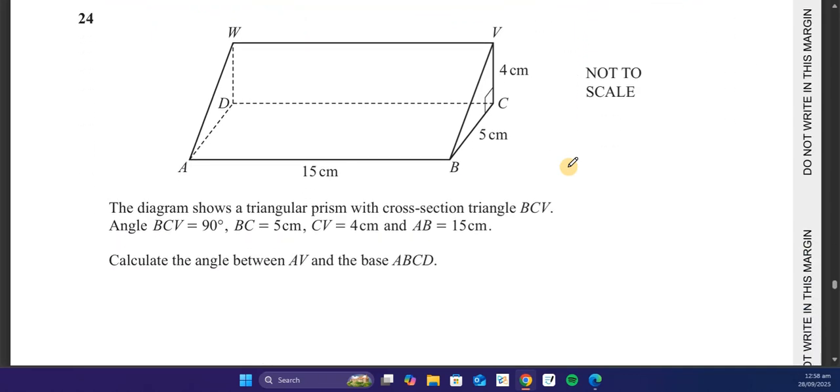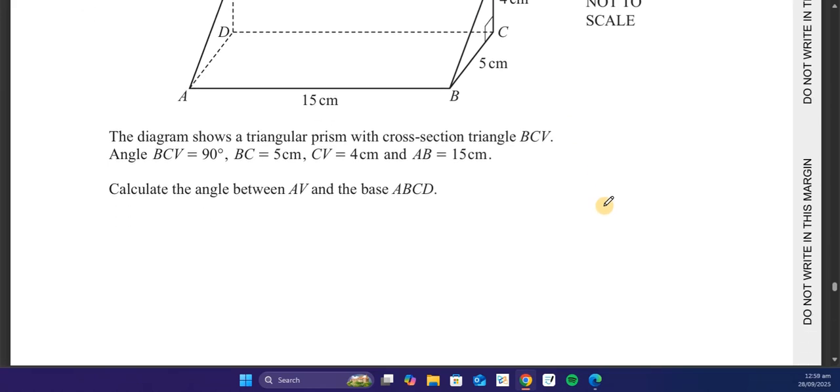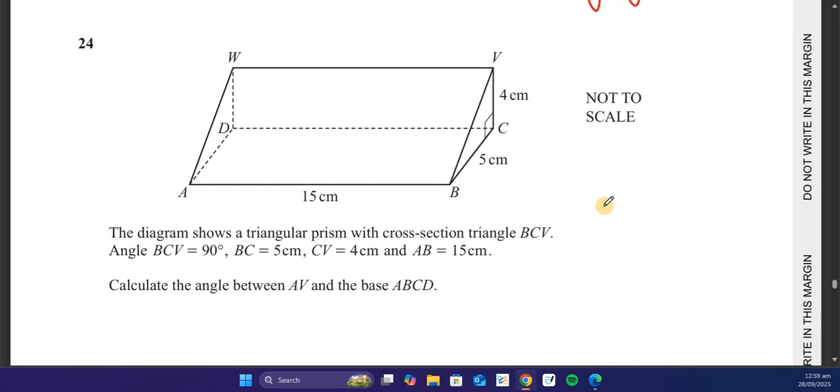Moving forward, the diagram shows a triangular prism with cross section triangle BVC. Angle BVC is 90, BC is 5 cm, CV is 4 cm, and AV is 15. Calculate the angle between AV and the base ABCD. Alright, okay, makes sense. Let's figure this out.